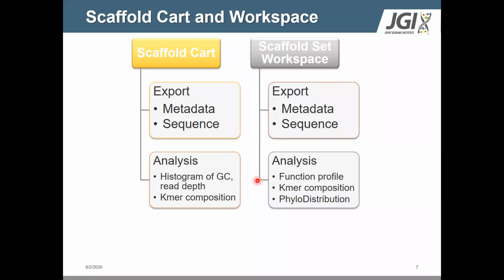And both have analysis tools. Analysis tools in the scaffold card include histograms of GC content and read depth, as well as a k-mer composition tool. The scaffold set workspace includes a function profile tool, which we'll be covering extensively today, as well as the k-mer composition tool and a file distribution, which shows you the distribution of the best hits of the proteins encoded on the scaffold against the isolate genomes in IMG.